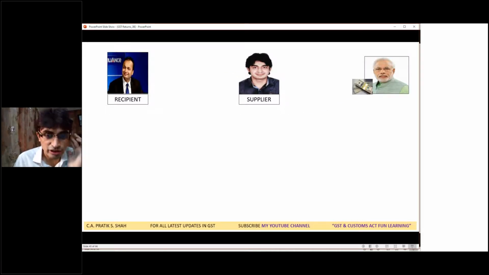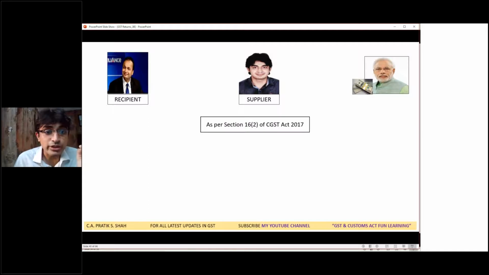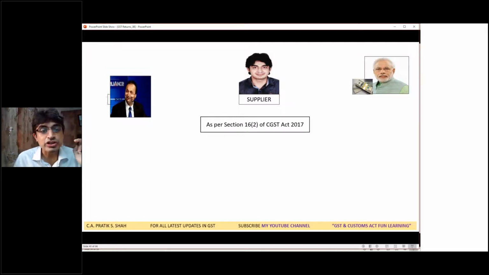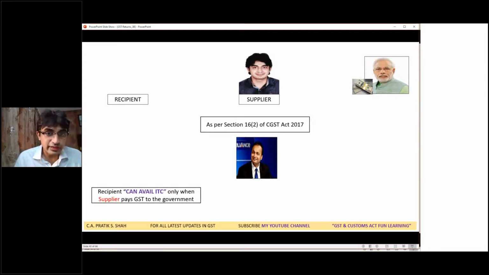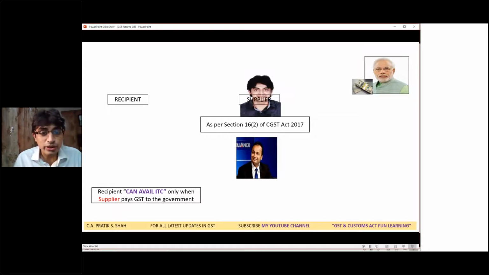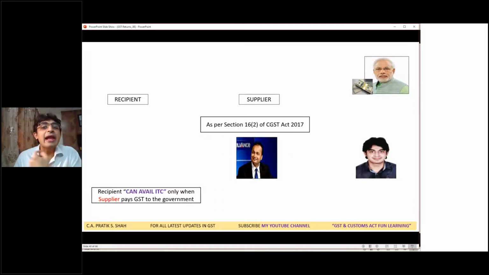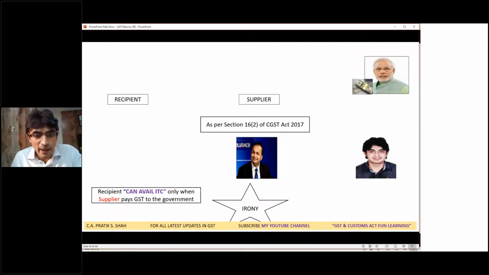You know what is the section? A dangerous section in input tax credit as per section 16(2). A recipient can avail input tax credit only when I pay GST to the government. If you are a buyer, you have paid GST to me, the supplier. But unless I pay GST to the government, you cannot avail input tax credit.